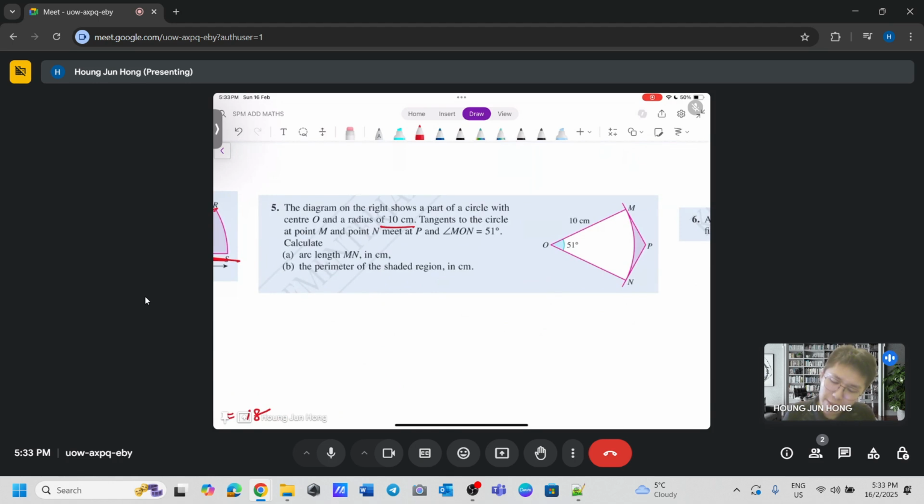Radius of 10 cm, and then MON, and this is a tangent. Okay, cool. So they want you to find out the arc length of MN. This one should be very simple. Just convert the radian first.